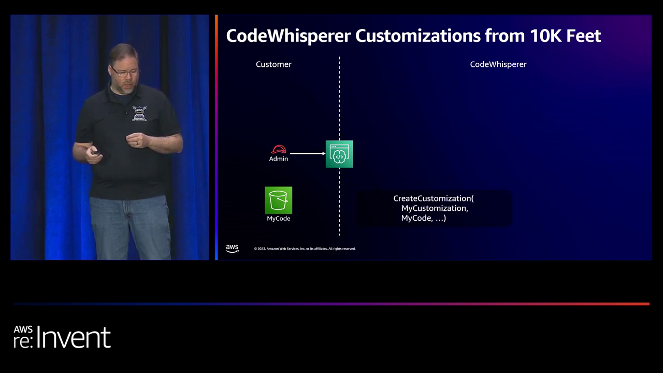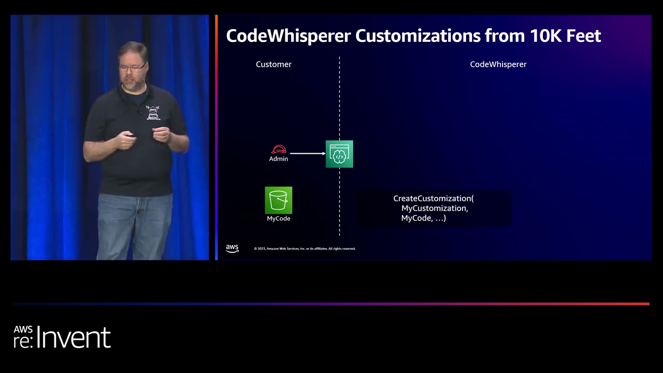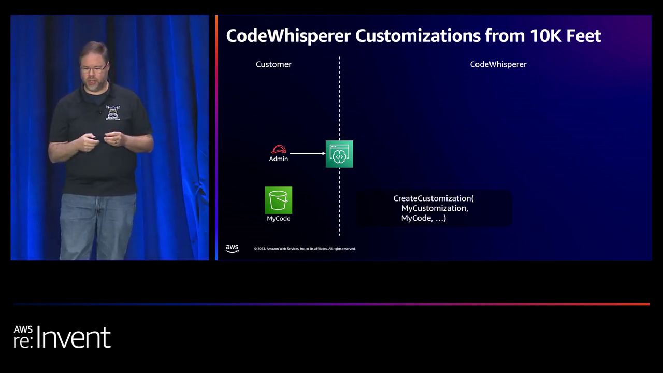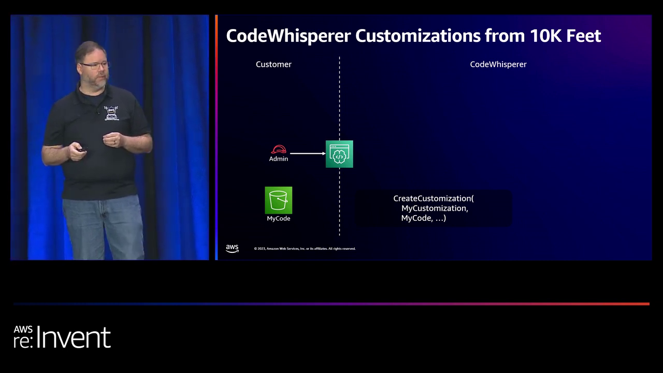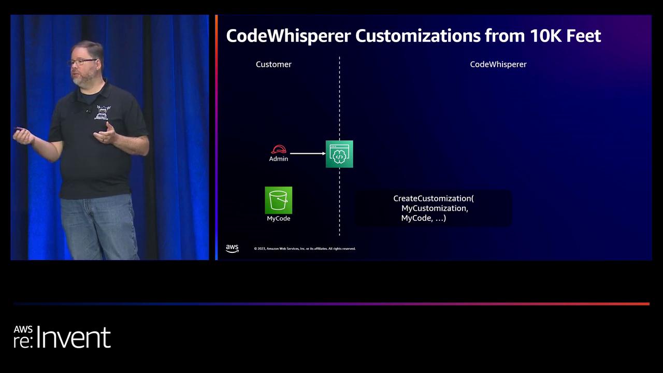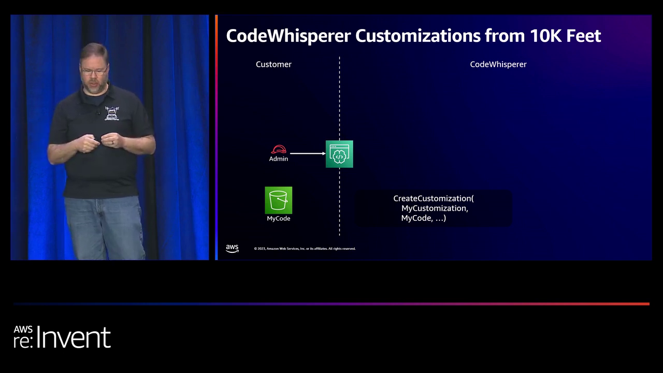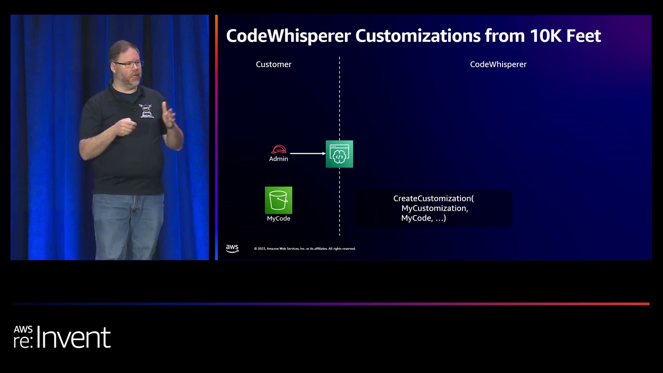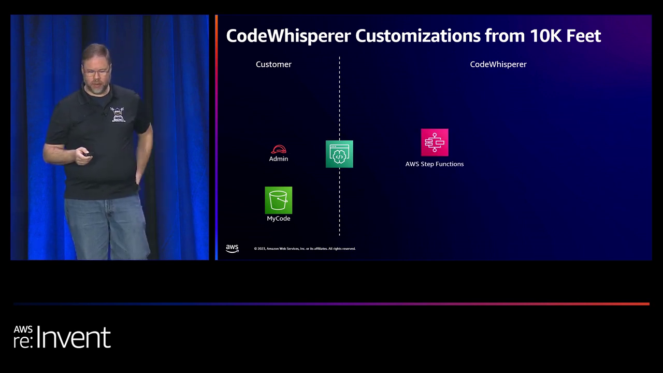First, a user calls in to create a customization. They give us a name for their new customization and a pointer to their code. This can be in a variety of locations, code repos, things like that, or it can be in an S3 bucket, which is the example that I'm going to walk through today. The other cases are largely parallel to this one.